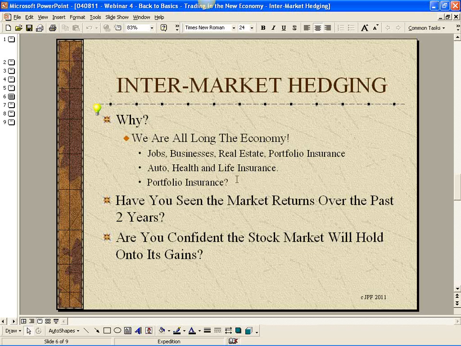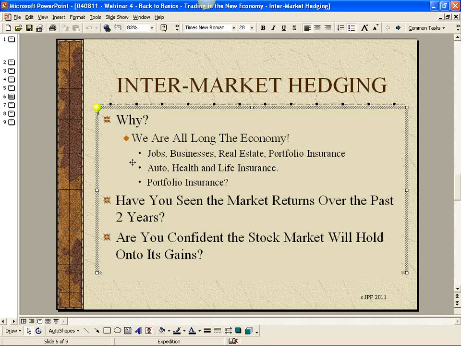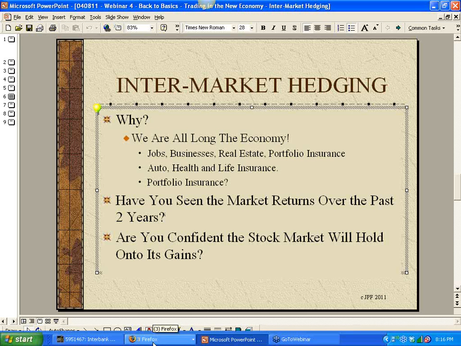Some of you might start to think about it if you're in that situation where you have a nice nest egg built up. Also, have you seen the market returns over the past 2 years? Do those market returns make you nervous at all that, hey, unemployment in the United States has climbed or stayed steady around 9% or above, and the stock market's gone up a lot? How much? Let me show you.